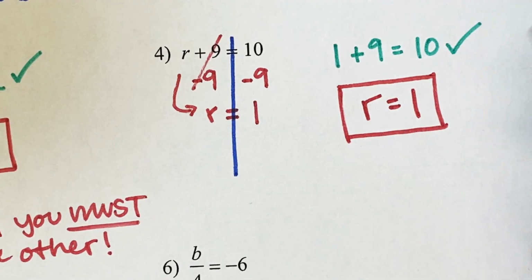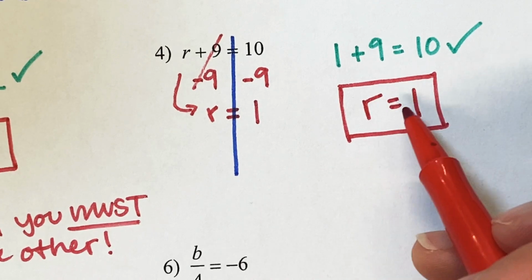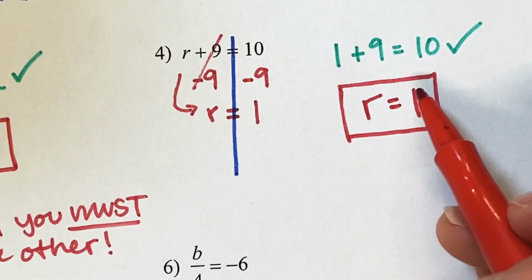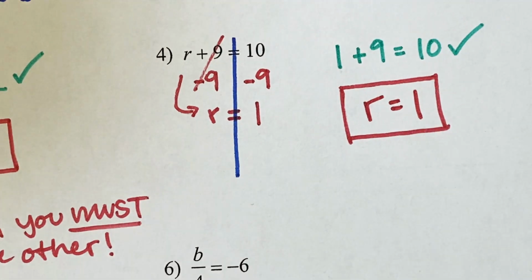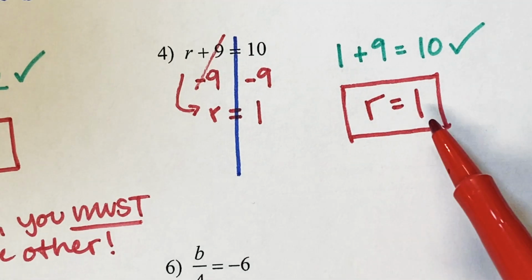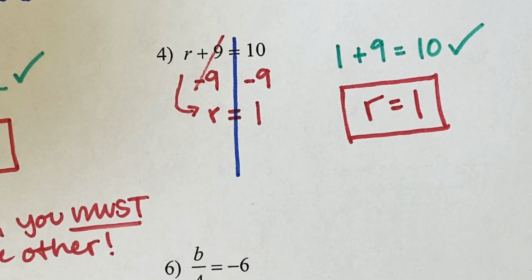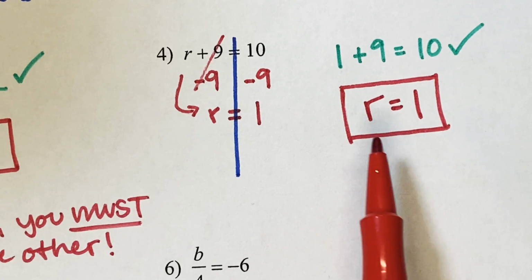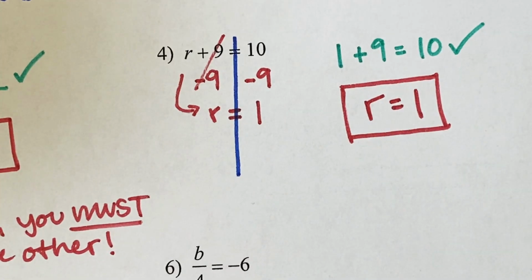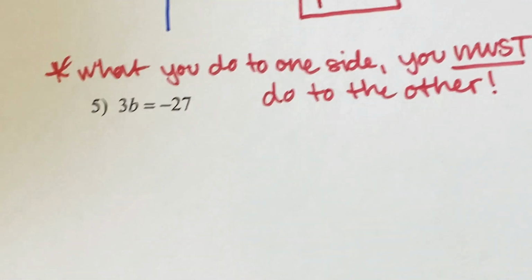I want you to write your answers like this: your variable equals. Don't just write 1, write R equals 1. On your assignment, it might just ask you to plug in the answer, but if we were writing this in class, I would make you write R equals 1. Okay, let's go to number 5.